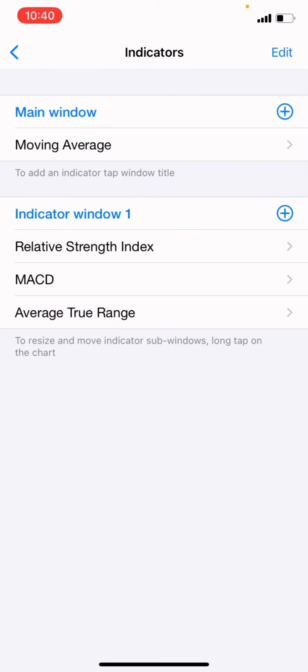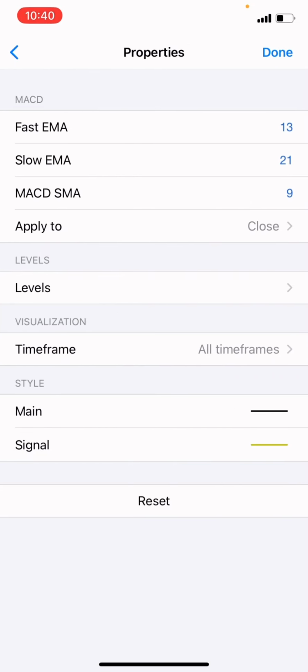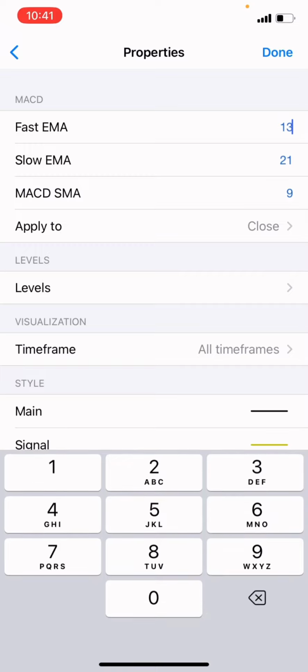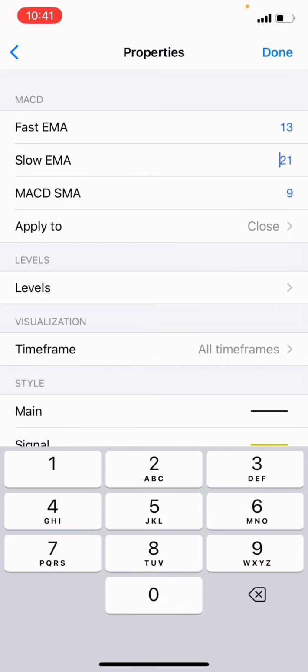Then the other indicator we're going to use is the MACD. The fast EMA is going to be 13 and the slow EMA is going to be 21, and the MACD SMA is going to be 9, just as you can see right here. The main is going to be black and the signal is going to be gold. After you have set all those, the pixel for both is going to be 2 pixel, then you click on done.